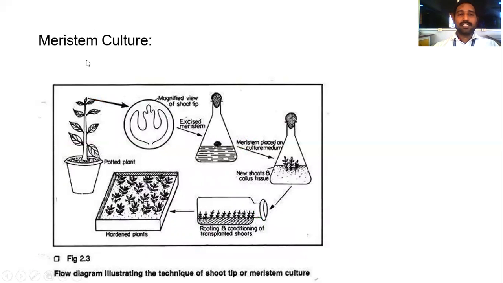Another plant culture method is meristem culture. Here we take the meristem, the tip or actively growing part, and from there we start our culturing techniques. Once we culture that, the culture can give rise to a new plant. This will be taken into the field, and we will put it there, and it will give rise to the entire plant.